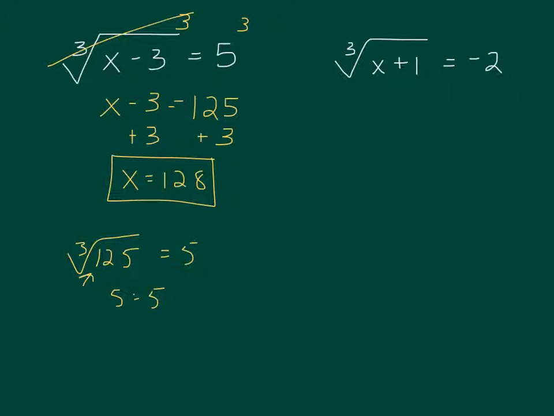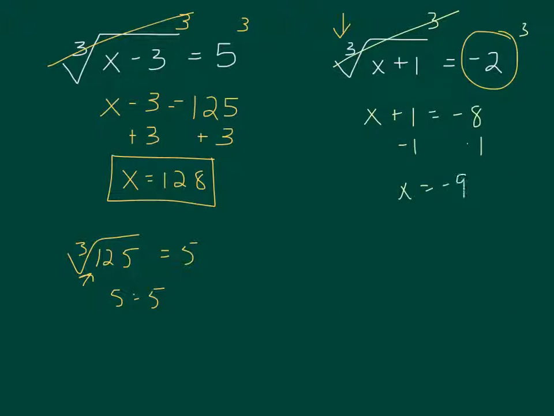On the right-hand side, if I look at this too quickly, I might think there's no solution because of the example on the previous slide where the right-hand side equaled a negative and it didn't work. But this is a cube root, which makes things different. So I'll cube both sides, and on the left side, those will cancel out, leaving me with x plus 1. On the right-hand side, when I cube negative 2, I will get negative 8. I'll subtract 1 from both sides, and I get x equals negative 9.